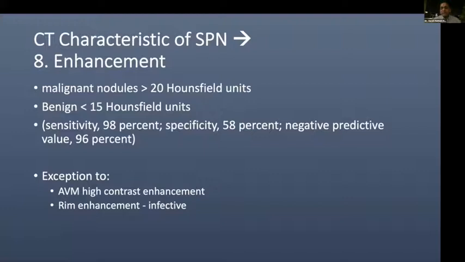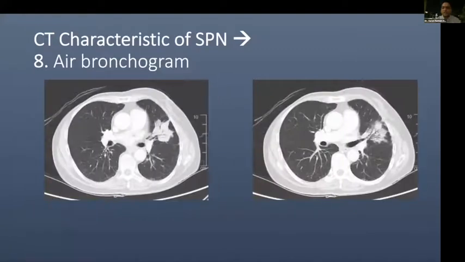In infective lesions, the problem is that infection forms a fibrosis layer around the lesion. So the drainage doesn't come out very much, and that's why these lesions tend to enhance more. And the last one, of course, is the air bronchogram sign. This is fairly obvious, as it most likely indicates a malignancy.